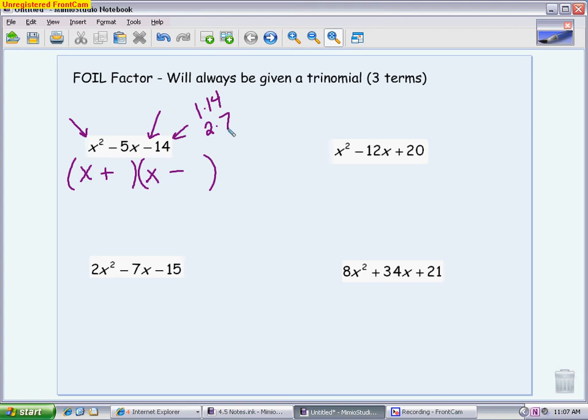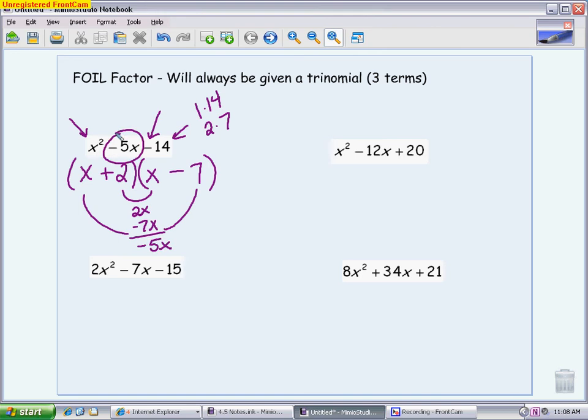This one's pretty short. Finally, you want to figure out which pair works, and you want to make sure you put it in the right place so that when you check the foiling, you get the correct middle term. So this one is going to be the 2 and the 7. I'm going to have the 2 be positive and the 7 be negative. The reason is when I check my outer and my inner of FOIL, my inner gives me 2x, my outer gives me negative 7x. When I combine those, I get negative 5x, and that's my middle term.